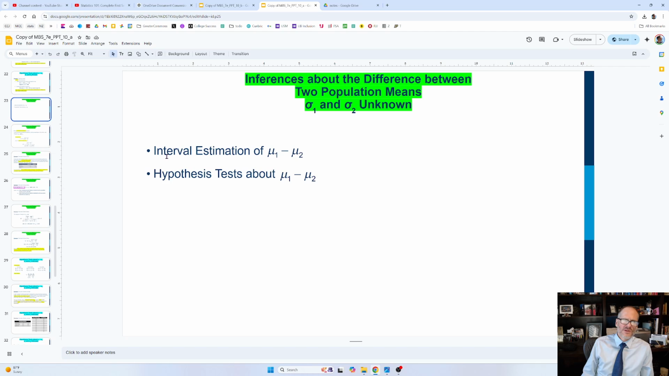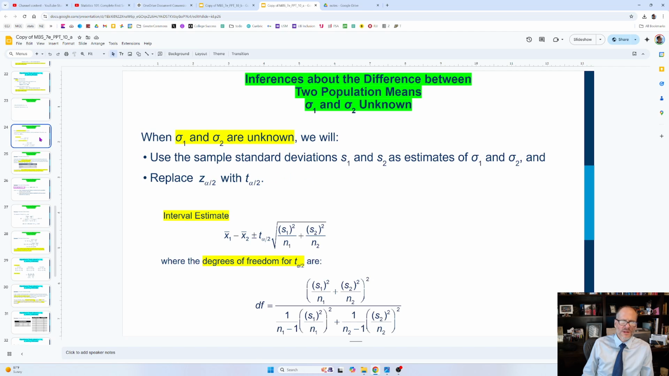And so again, we're going to do kind of what we just did before, an interval estimation and then a hypothesis test. We'll look at the interval estimation in this one, and we have some formulas to help us out here. When the population standard deviations are unknown, we'll use the sample standard deviations as estimates of the population standard deviations, and we'll replace z with t.